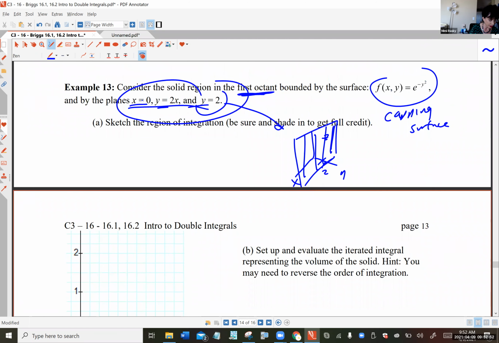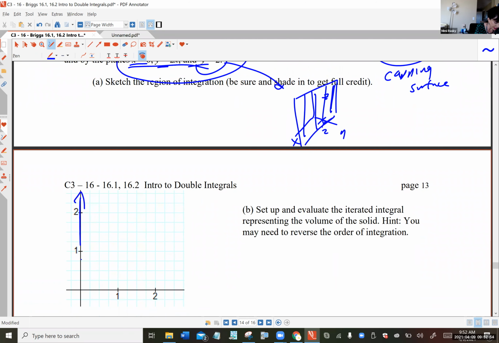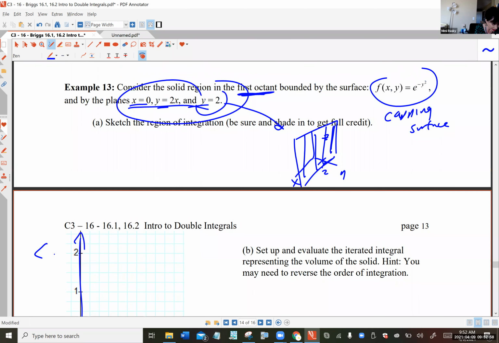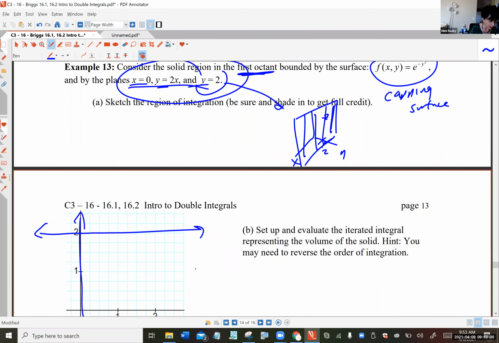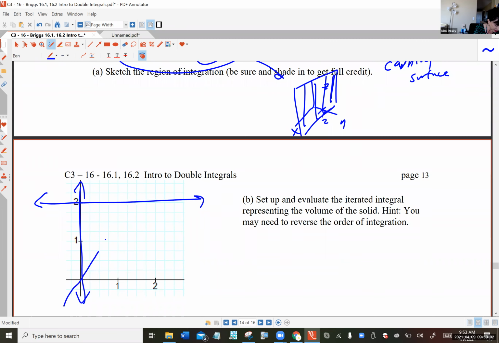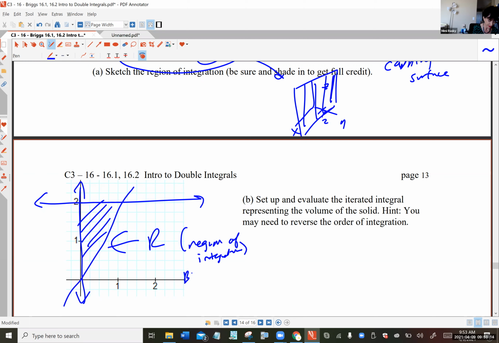So if you graph all these, like x equals 0, okay, that's a vertical line on top of the y-axis, fine. y equals 2, that's easy, that's a horizontal line, fine. y equals 2x, okay, that looks like a diagonal line like this. My region of integration, the base of my solid, basically, this is R, and it's the base of your solid. Looks like that. That's the base of my solid.